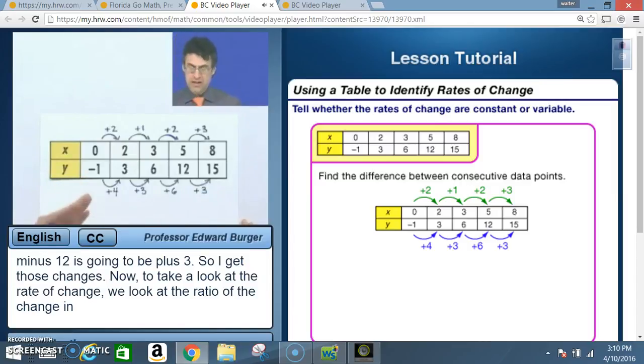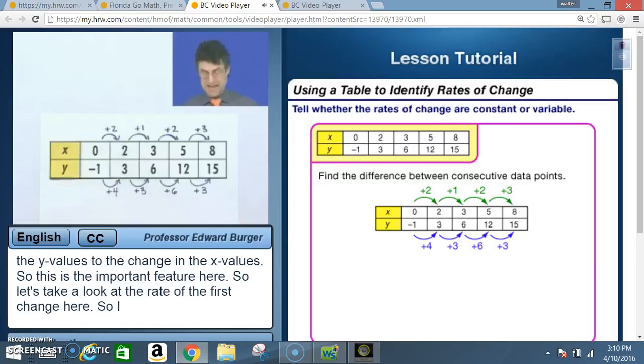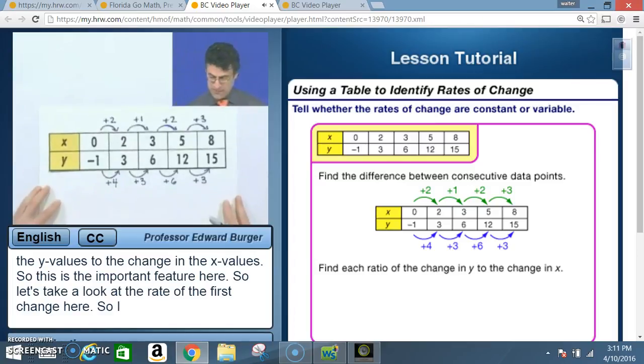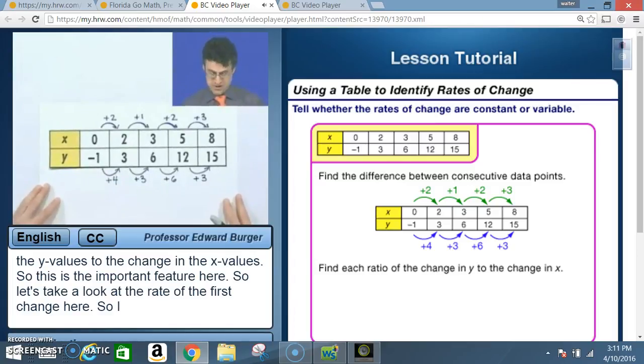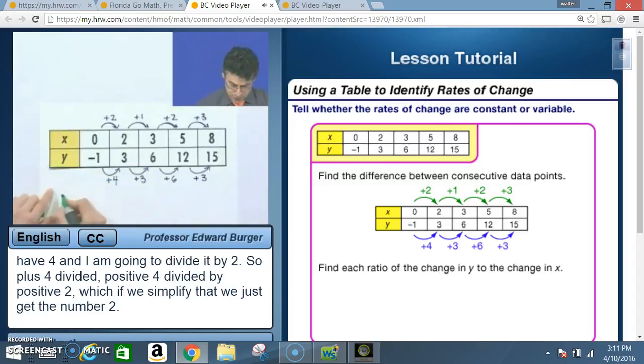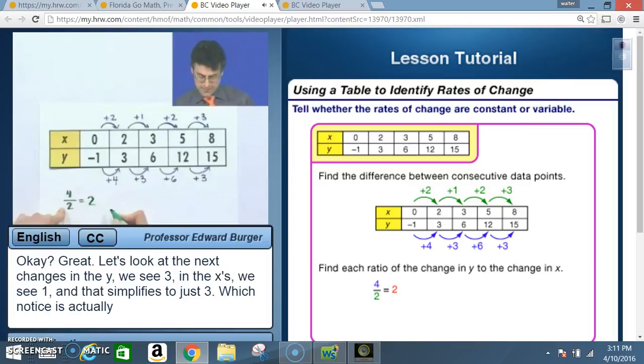Now, to take a look at the rate of change, we look at the ratio of the change in the y values to the change in the x values. So this is the important feature here. So let's take a look at the rate of the first change here. So I have 4, and I'm going to divide it by 2. So positive 4 divided by positive 2, which if we simplify that, we just get the number 2. Okay, great. Let's look at the next changes.